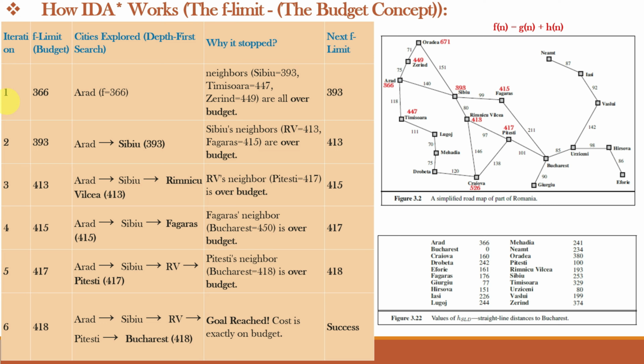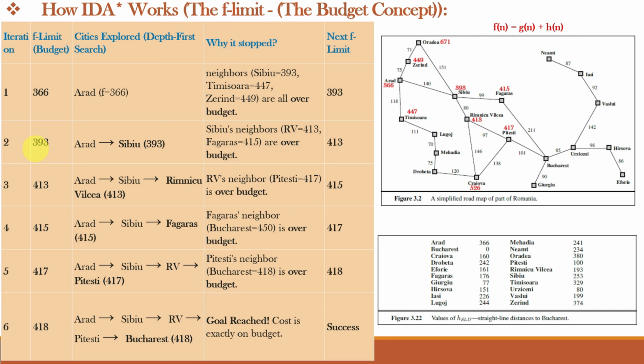Okay. In iteration 1, we start at Arad and our budget is set to 366 because that is Arad's own F cost. We look at its neighbors, that is CBU, Timisoara and Zerind. And the F cost of CBU is 393, Timisoara is 447 and Zerind is 449. So we see that all of these three cost more than 366. So the algorithm says all options are more than 366, so it will stop immediately, and it increases the budget to the cheapest explored option. The cheapest of these three is 393, that is CBU. So we set the next F limit to 393.